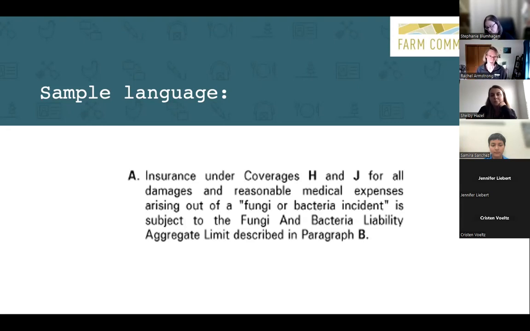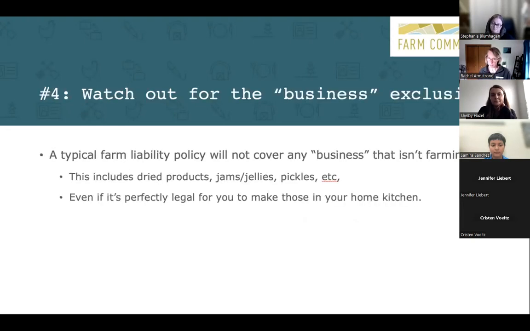We've covered three trends: the foreign object, the communicable disease, and the bacterial for human consumption exclusion. And we have one more. Watch out for the business exclusion. A typical farm liability policy will not cover any business that isn't farming. And farming is not drying products, making jams, jellies, or pickles, or anything else that adds value.